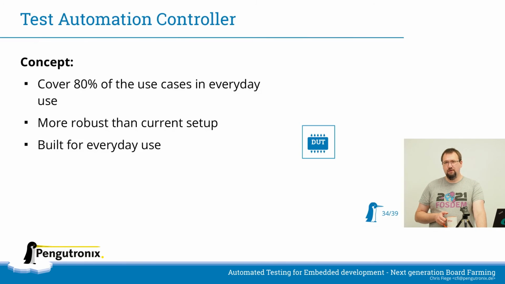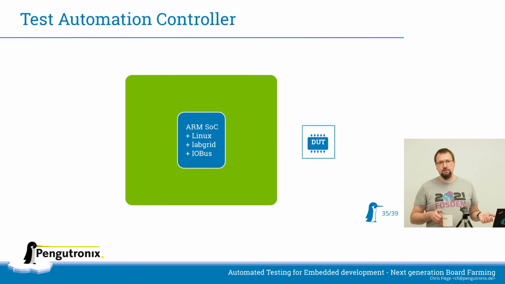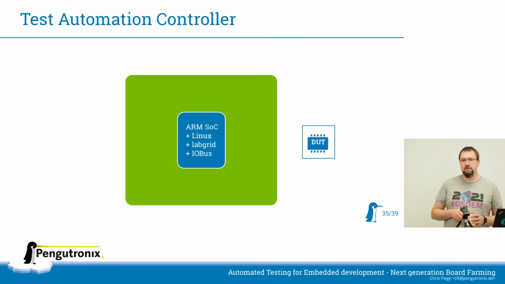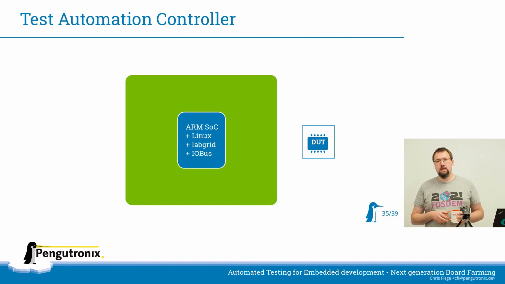How does it look from the architecture side? Well, as I said, you just take a test automation controller per device under test. And we build these test automation controllers around an ARM SoC. And of course, we run embedded Linux on that, and all the software we need to remotely control the device under test. And that's mostly Labgrid and the IO bus. IO bus is a CAN-based bus we use for additional devices we want to attach to our test automation controller, for example, additional GPIOs we need for a device under test or analog measurements and stuff like that.